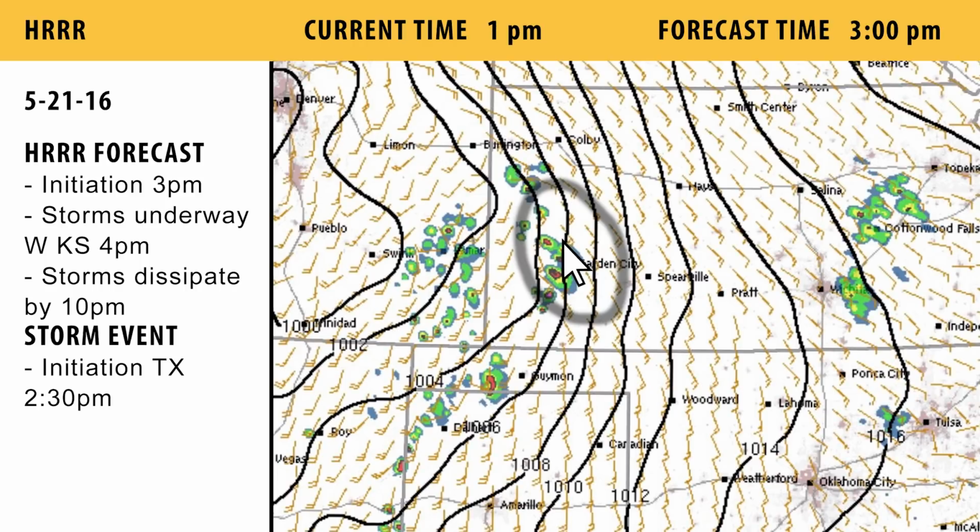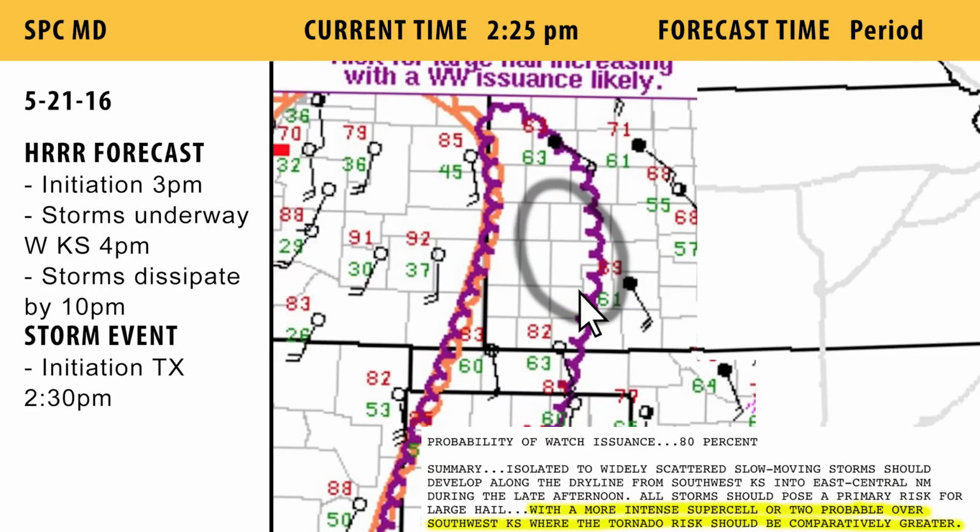Okay, so the 1 p.m. run, there's the HRRR picking up on that guy moving, tracking northeast. So the 1 p.m. run for 3 p.m. is saying, yep, we've got cells. It's probably going to happen. Storm Prediction Center says, with a more intense supercell or two probable over southwest Kansas, where the tornado risk should be greater. So, okay, I hear that.